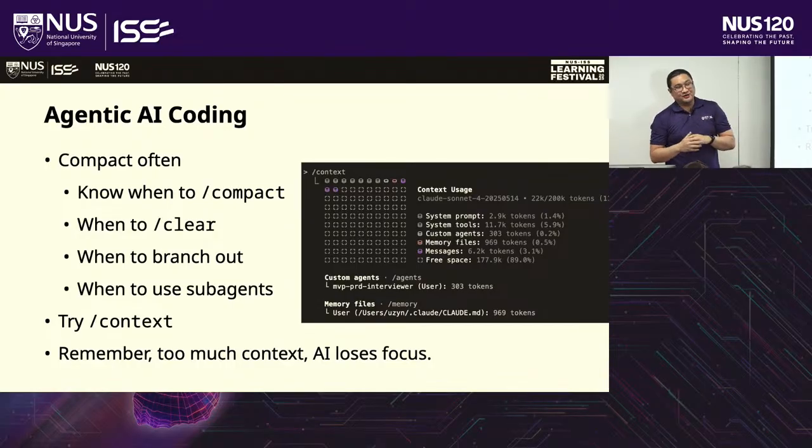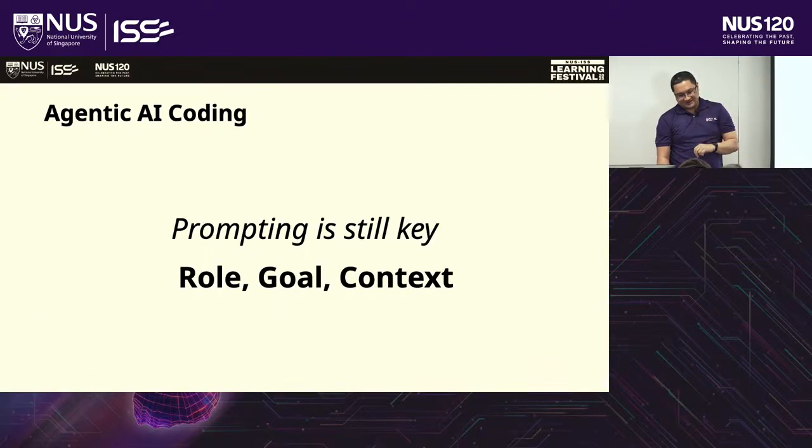And if you've done certain things you don't need anymore, you clear it, and decide when to branch out. So always think about context when you use this coding agent, because it's a limited space that you can fit in the brain. Fit it only good things, right? And prompting is still key. Role, goal, context. What is your role? You are a software engineer. You are a reviewer. You are this experienced person. And what's the goal? You want to review this software, eliminate the bugs, and then give it context within this scope, within this sprint, right?